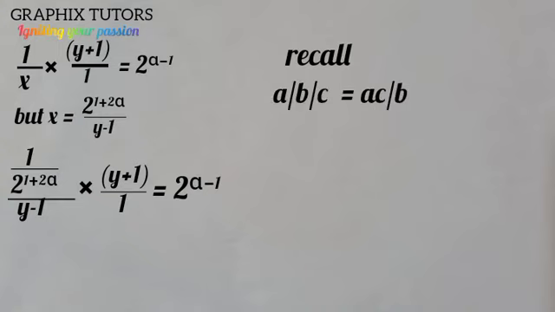Instead of writing the x, I'm going to put 2 raised to the power 1 plus 2a all over y minus 1 times y plus 1 over 1 equals to 2 raised to the power a minus 1. Now recall, if I have a over b over c, it means I'm saying ac over b. The lowest one will come top to multiply the highest one there, and this is what we have here.